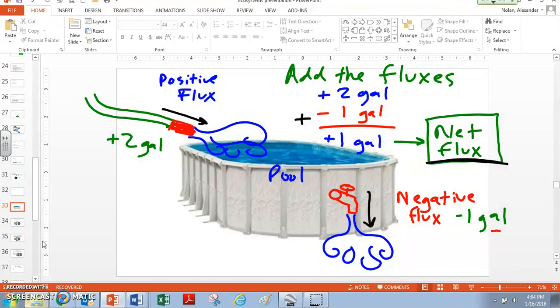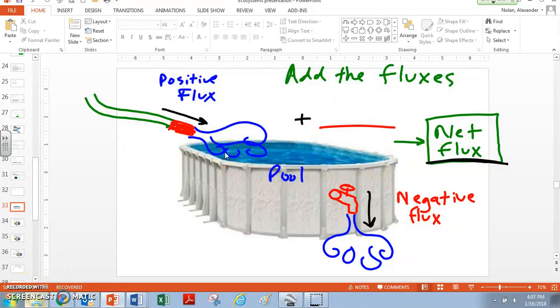What that means is not that my pool has a gallon of water. It means it has 1 more gallon than when we started. We added 2 gallons. We only lost 1 gallon. Let's take the opposite example, and then after this, we'll start getting into some more complicated stuff.